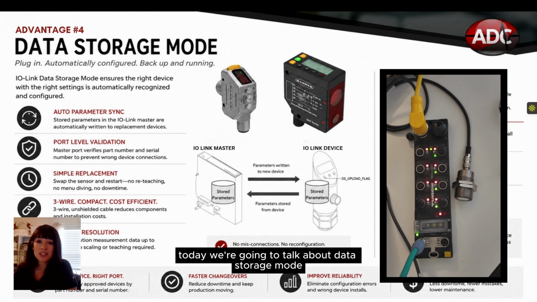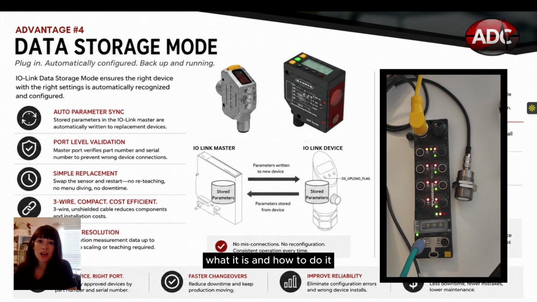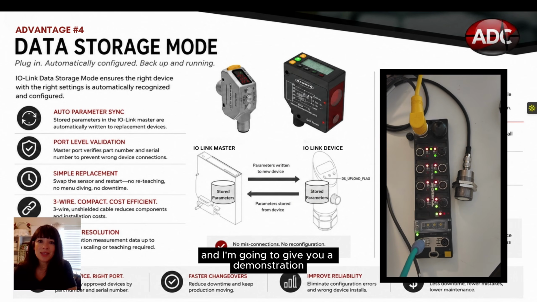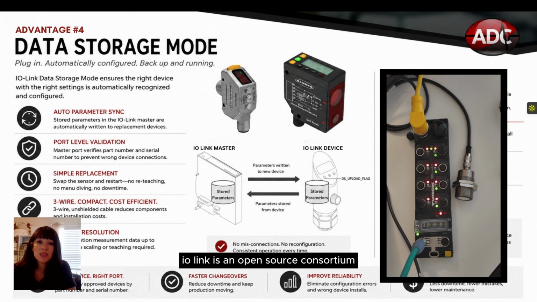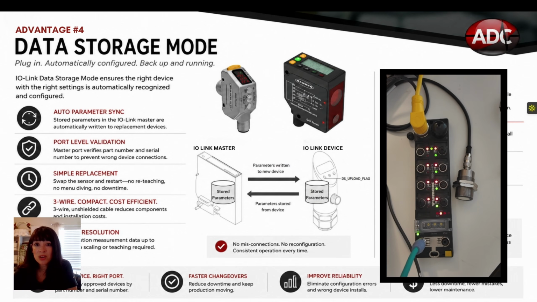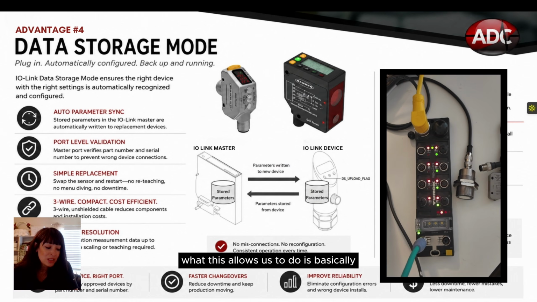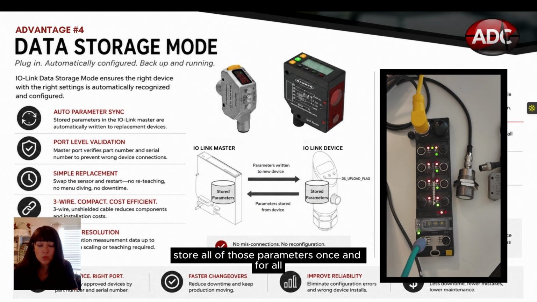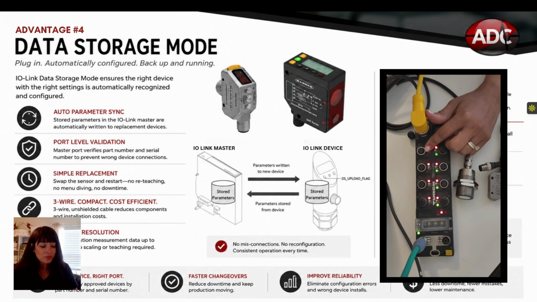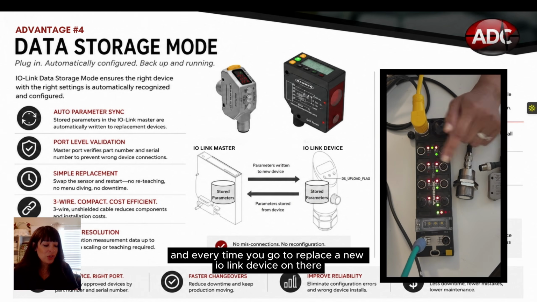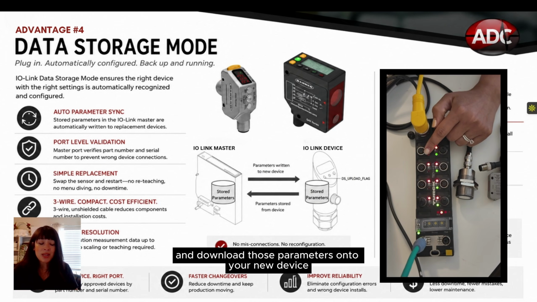Today we're going to talk about data storage mode, what it is and how to do it, and I'm going to give you a demonstration. So data storage mode is a feature of IO-Link. IO-Link is an open source consortium. What this allows us to do is basically store all of those parameters once and for all, keep them stored in the IO-Link master at the port. And every time you go to replace an IO-Link device, it's going to automatically sync up and download those parameters onto your new device.